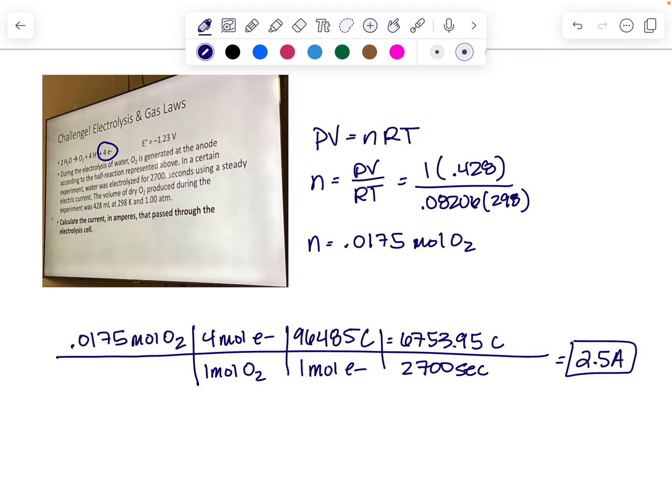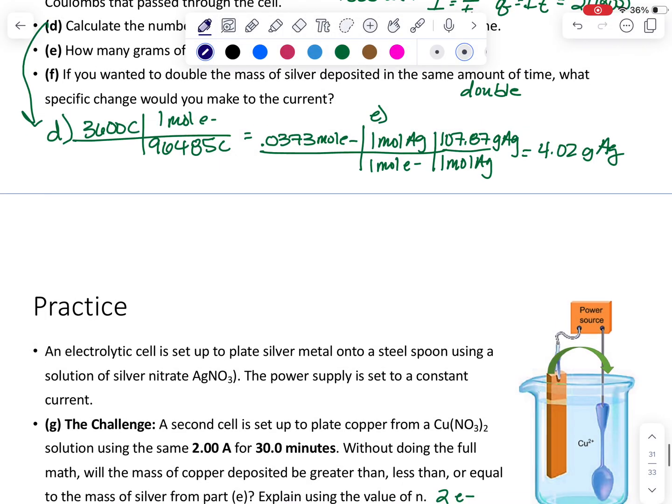Cool. So that's just an example of how they can pull in multiple things with electrochemistry. Are they going to do that on the FRQ? Could be.